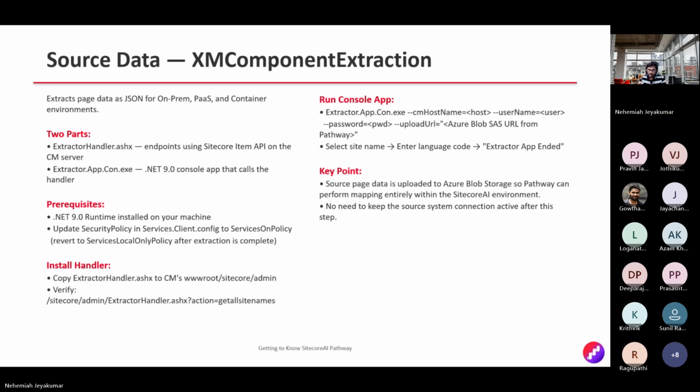When you download the package, there are two things in it. One is a handler file, extractor handler dot ASHX, which you copy and put in your Sitecore admin folder. We do not put it in the root folder; it goes in the Sitecore slash admin folder. The second is a console app built on .NET 9.0, which is used to call the handler, which extracts the data and pushes it into the Azure Blob Storage.